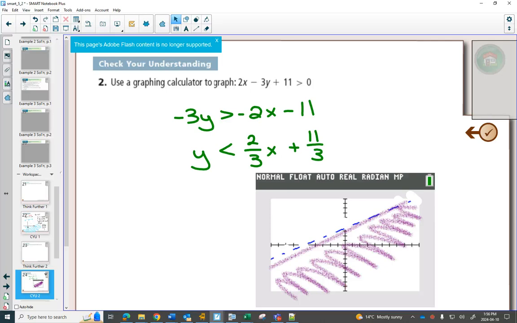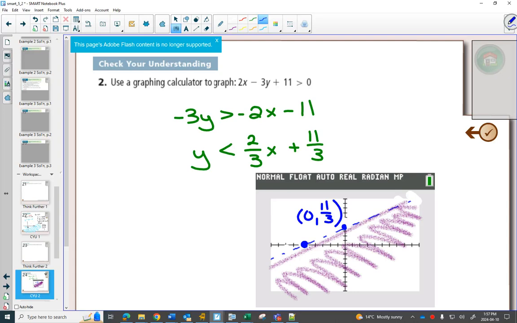Now, this one is a little bit messy, right? If you were graphing this by hand, why is it a little bit messy? What is our y-intercept? When x is 0, you have 11/3. That's not really that much fun to work with. Okay? If I was labeling another point, I would probably label my x-intercept.